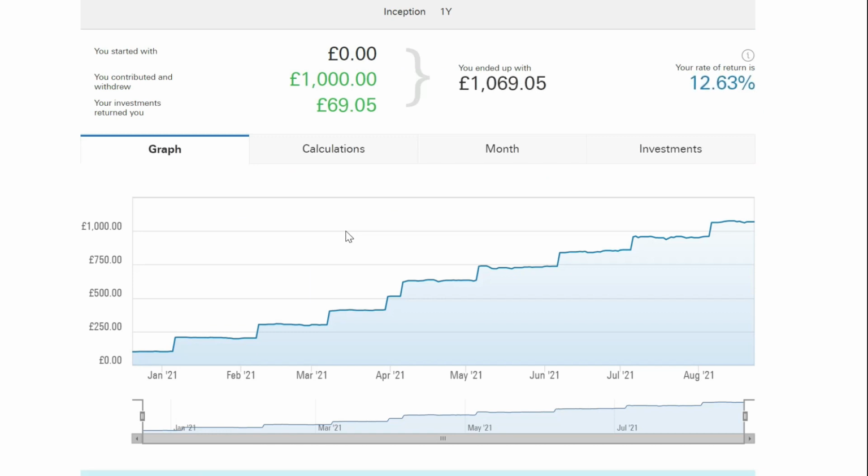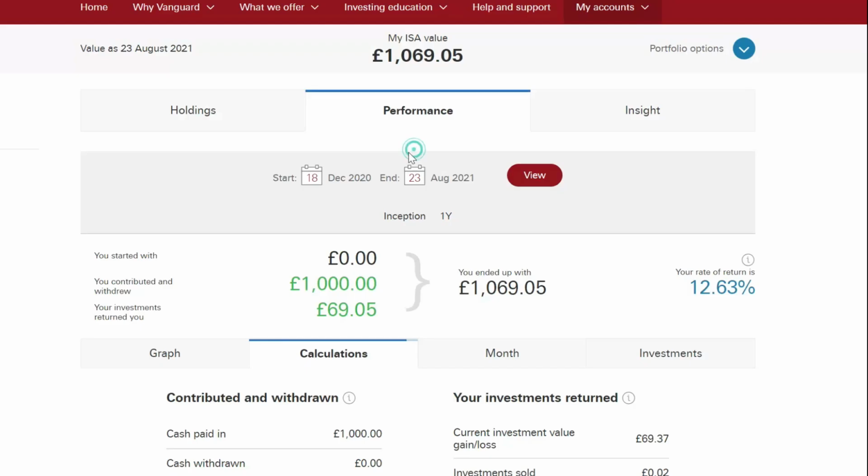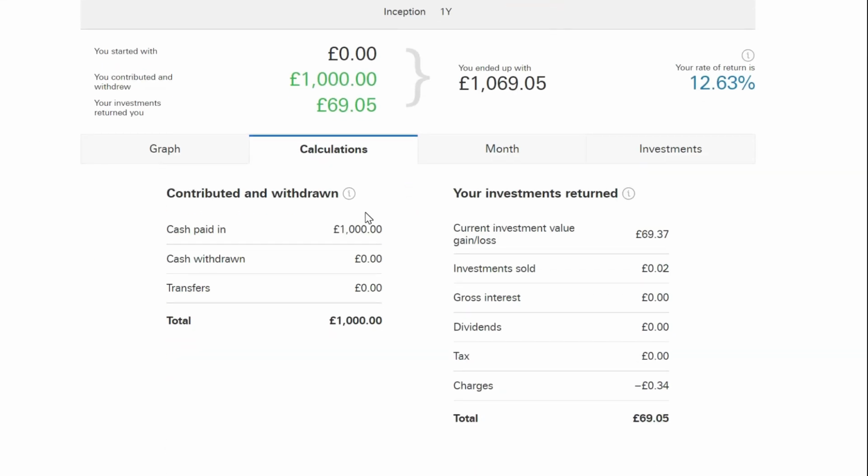You can see how that's performed every month. And if we go on calculations here, that'll tell you how much cash you've paid in. So I've paid in £1,000 to date, and I only put in £100 every month, so it's not a massive amount of investment. I only do this to show you again that anybody can invest a small amount, but obviously seek professional guidance if you're unsure as to what you're doing.